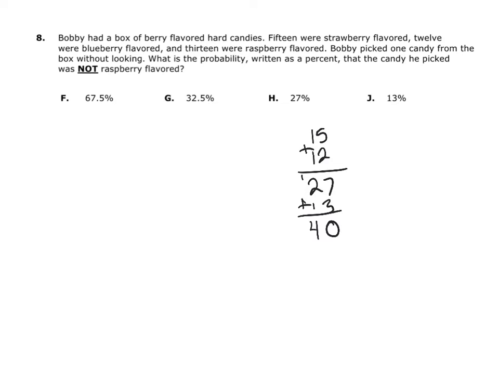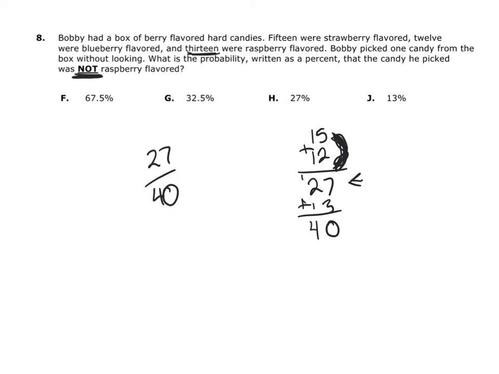Okay, now it's the probability that he did not pick a raspberry. So it said raspberry was 13. Okay, so we need to take everything but raspberry, and that's going to be our top number. So when we added 15 and 12 right here, that's strawberry and blueberry. So we already know this is the number we are using. 27 over 40, because 27 were not raspberry over 40 total, is our probability. Now we need to turn it into a percent.